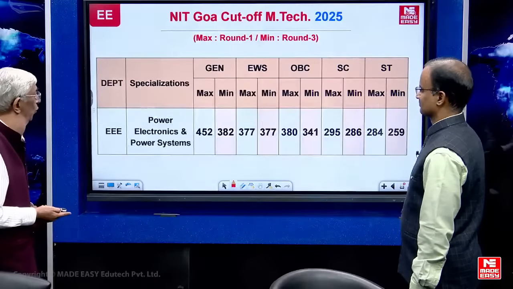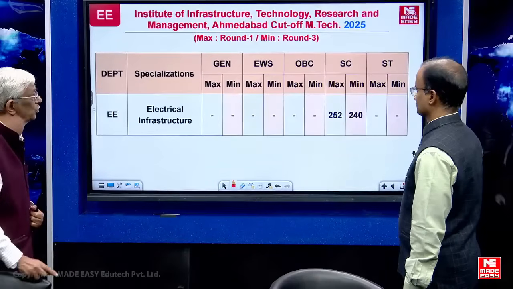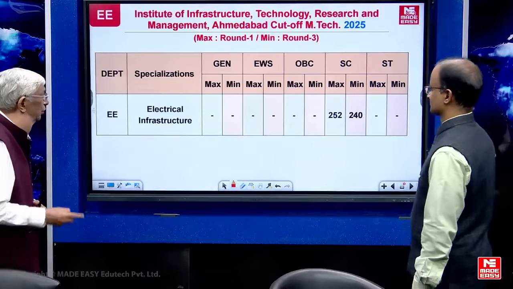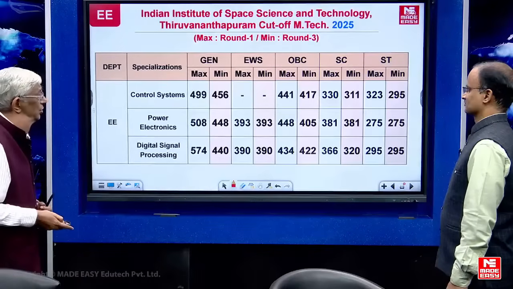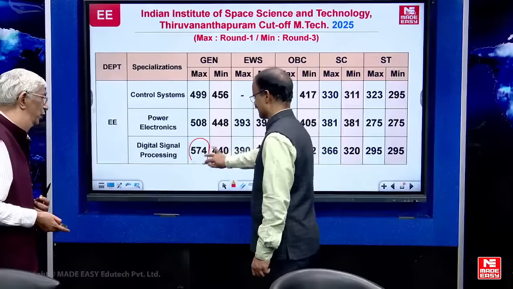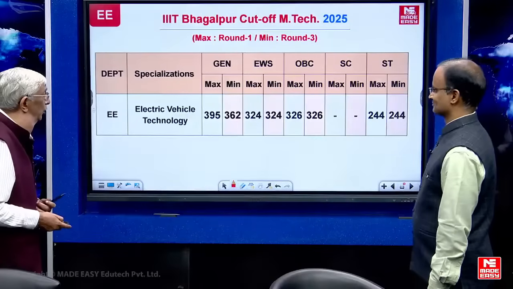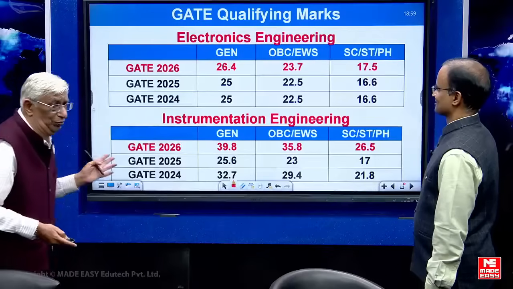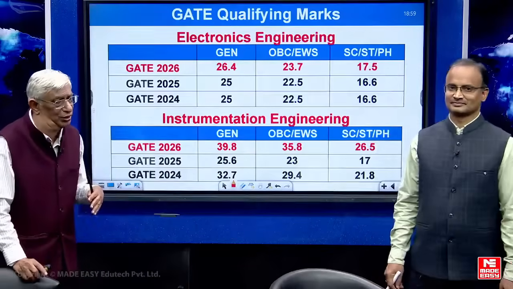NIT Delhi, Goa, then we have Puducherry, Indian Institute of Information Technology in Ahmedabad. This is a relatively new entrant. This is the IISc in Trivandrum, offering 3 courses. This is for DSP. DSP, it's high. Bhagalpur Triple IT, for electronics. And now we are starting with EC.